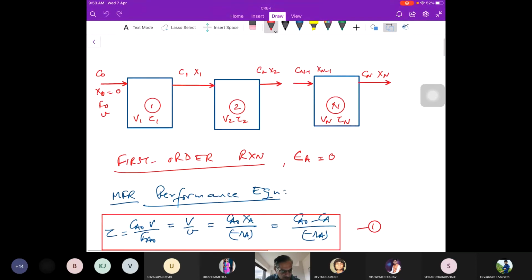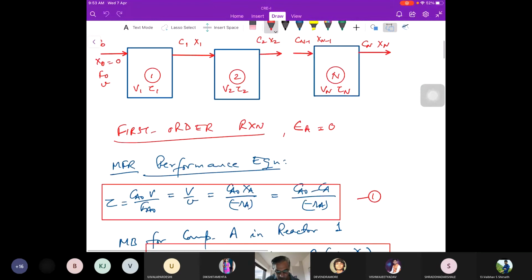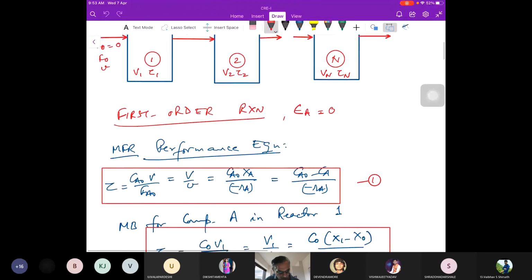In this case, C naught is the initial concentration to the first CSTR or mixed flow reactor. Conversion is 0, F naught is the molar flow rate, and v is the volumetric flow rate. Then C1 is the concentration at the end of the first reactor, X1 is the conversion. Similarly, C2 is the concentration at the end of the second mixed flow reactor, and X2 is the conversion, like that. So let's consider a first order reaction in the liquid phase, so epsilon A is equal to 0.